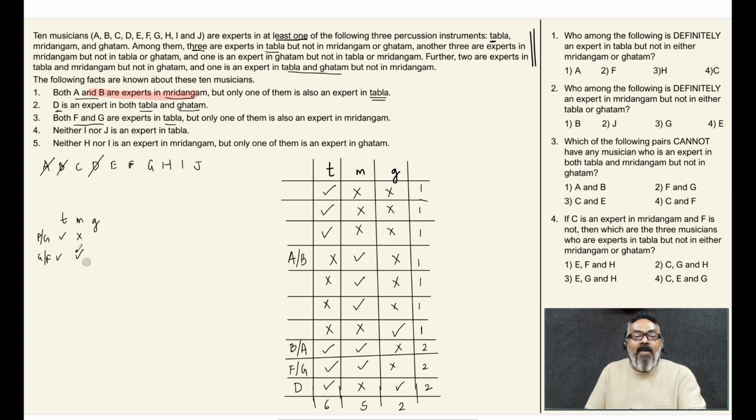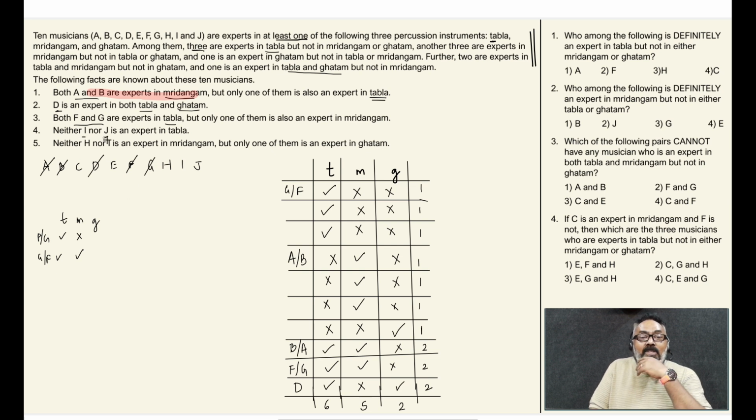What is the other place? Tick and cross. Where is a tick and cross? Tick and cross, tick and cross, tick and cross. Okay, so which means we don't have to worry about ghatam only. So this will be G or F. One of them will go here, one of them will go there. F and G, G and F.